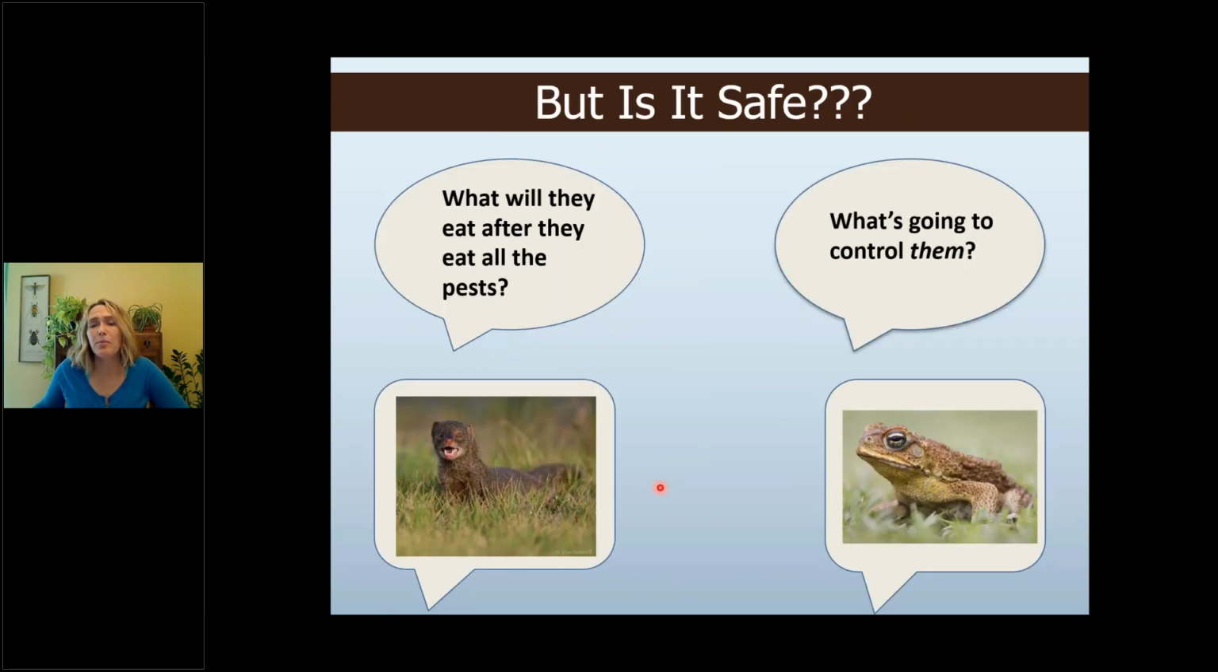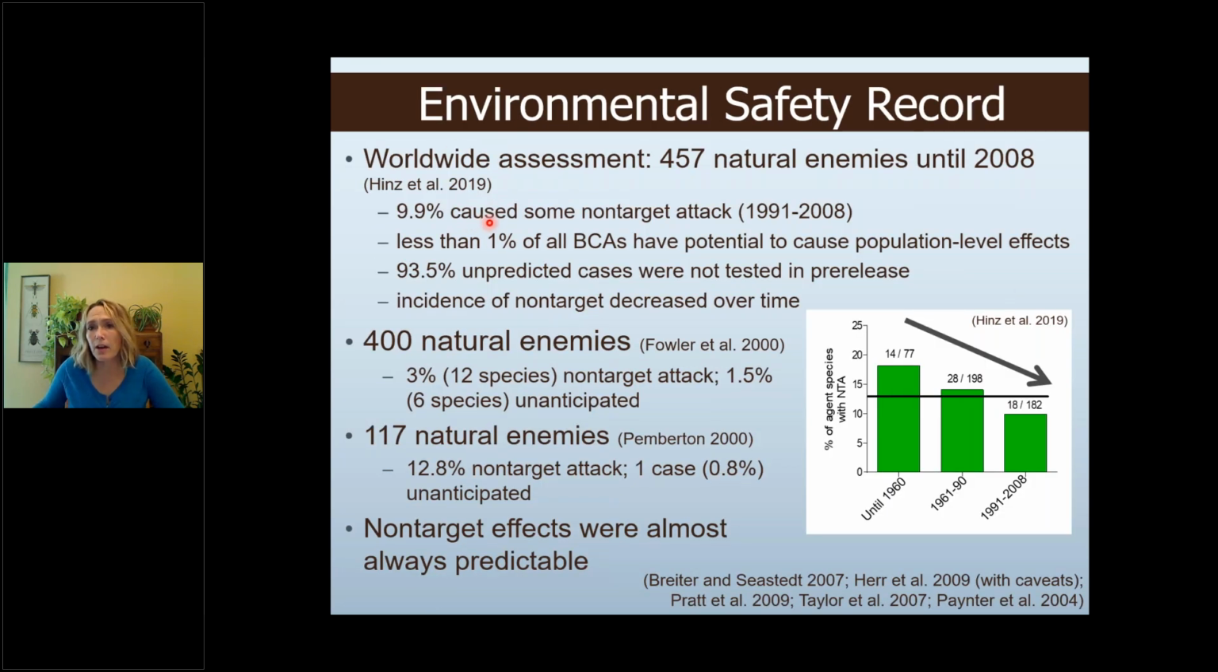And the final thing that people often say is, okay, it might be effective and it might be cost effective, but is it safe? And are we just releasing the potential for a new biocontrol, a new invasive species? And these are questions we get all the time. What's going to control them? What's going to eat them after the pests are gone? And if you explore the environmental safety record for biocontrol, you'll find that it's actually incredibly robust.